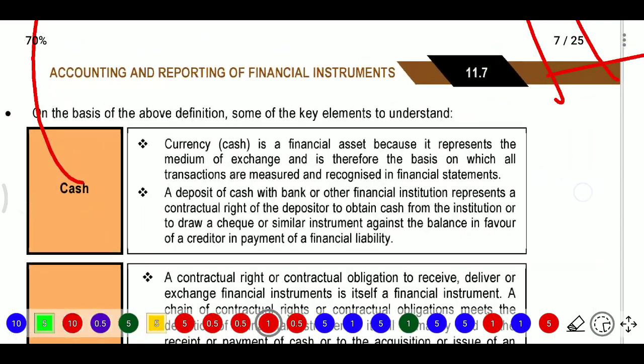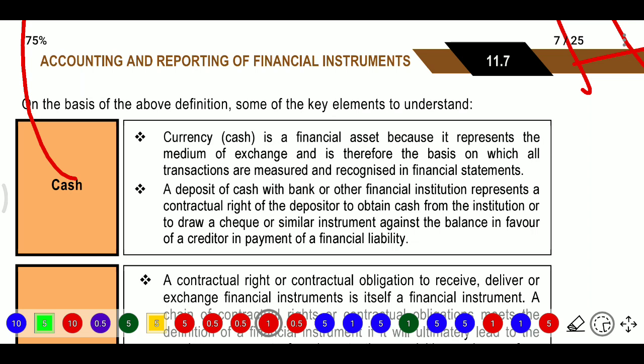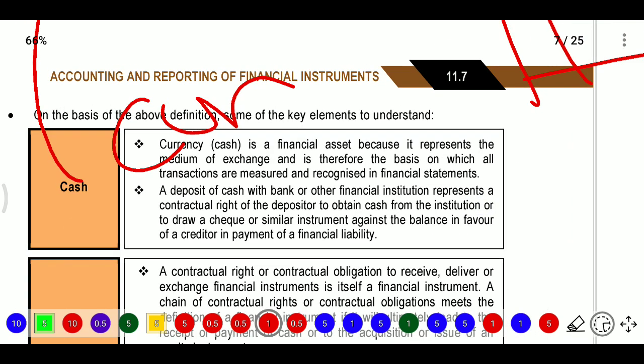So cash means any currency, the medium of exchange, and it is the basis on which all transactions are recognized in the financial statements. So it is currency, whatever the currency. If you have rupees, it will be currency. If you have USDs, it will be currency. Whatever the amount, it is cash and cash equivalent. If we see in the balance sheet, we have cash and cash equivalent. That cash and cash equivalent is known as cash. And if you deposited your money with a bank or any financial instrument, that is also known as cash only.